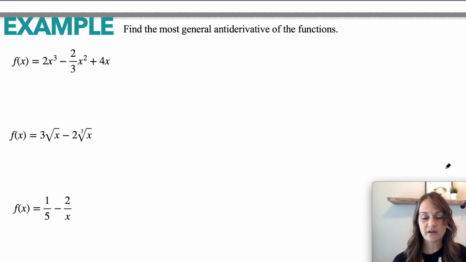So here are a couple of examples that you can attempt to try to figure out the antiderivatives of. So pause the video, try these 3 problems, and then resume whenever you want to see the answers.